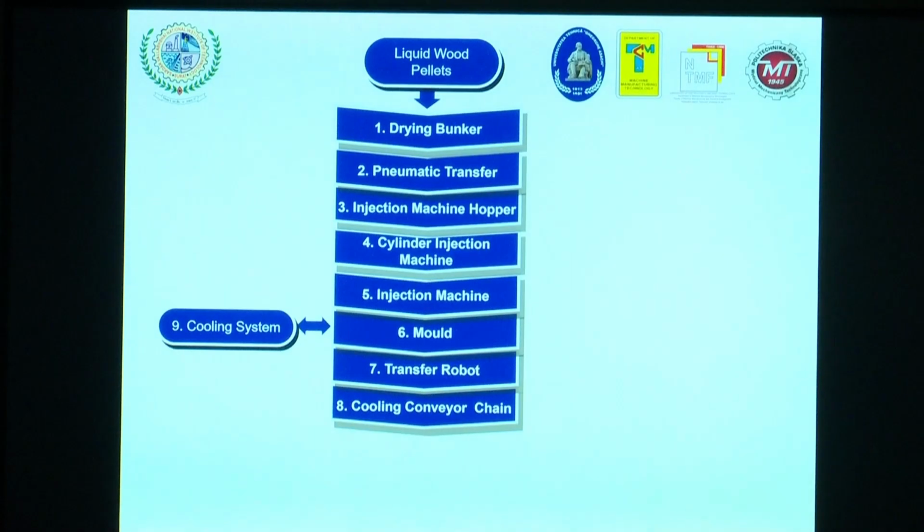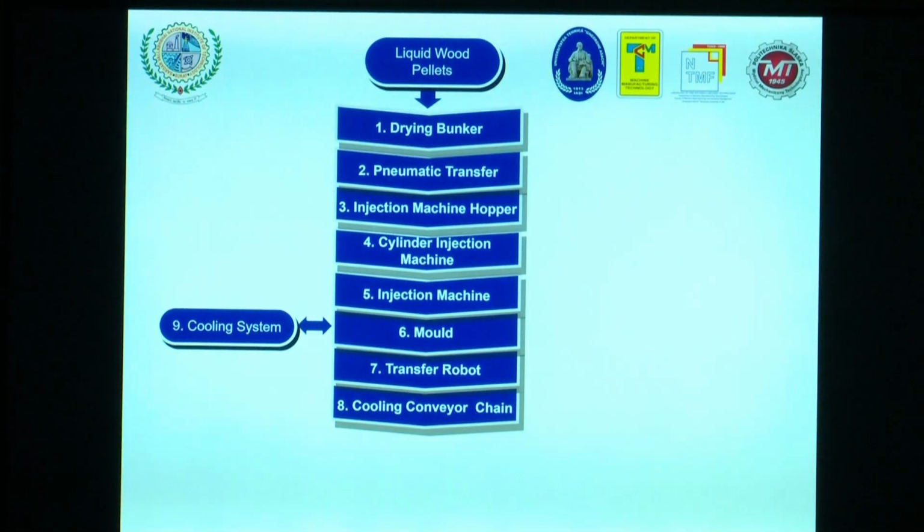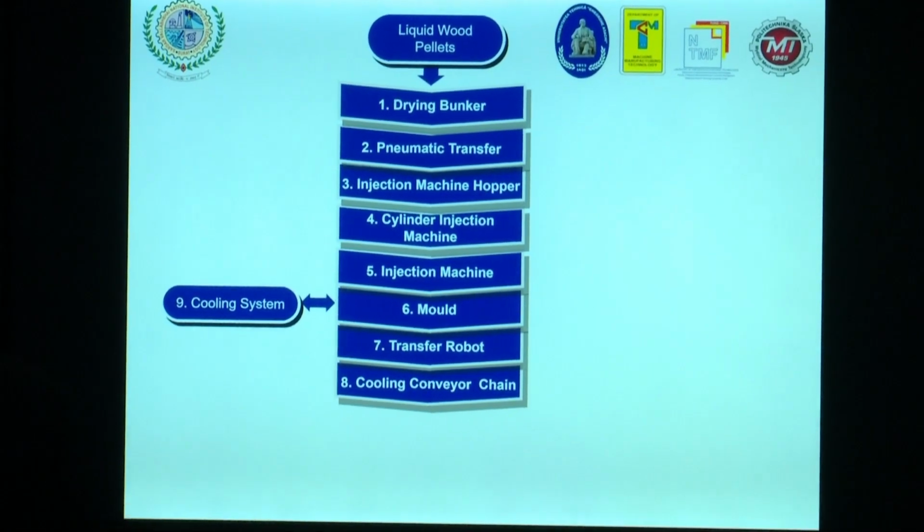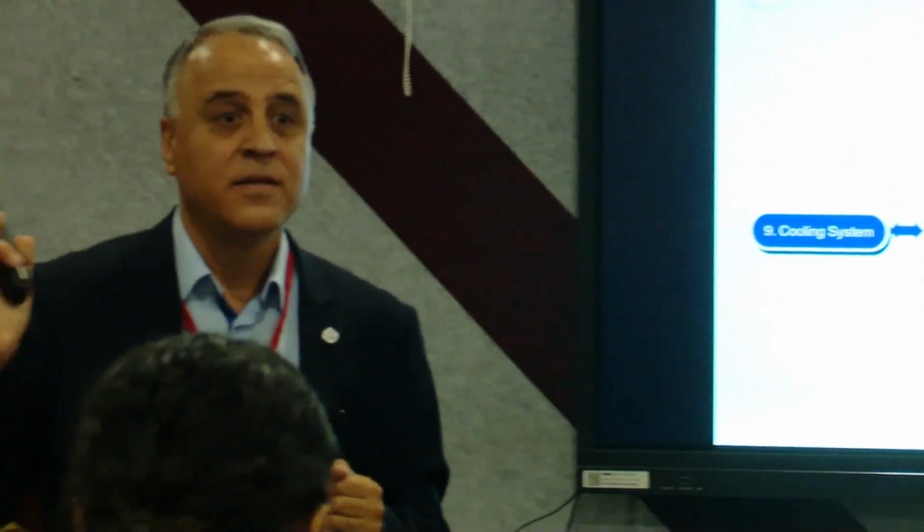Close the signal. Cylinder injection machine, mold, cooling system, transfer robot afterwards, I mean on the end of the injection molding technology, and cooling conveyor chain. So in case of biodegradable material, it's important to take into account the melting temperature of the material. In case of liquid wood, the melting temperature for all, I think, Arbofill, Arboblend, and Arboform, is between 150 up to 170. Compared with plastic material, more than 300 Celsius, we can save a lot of energy from this point of view.